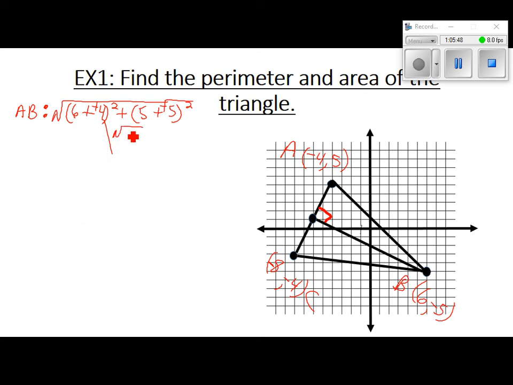Anybody else get 200? Yes. What's the square root of 200? 14.14. So 14.1 we'll say. So this side over here is 14.1. Pick me another side. AC.